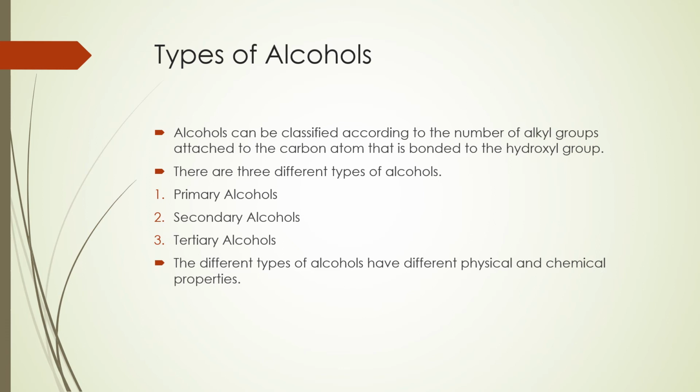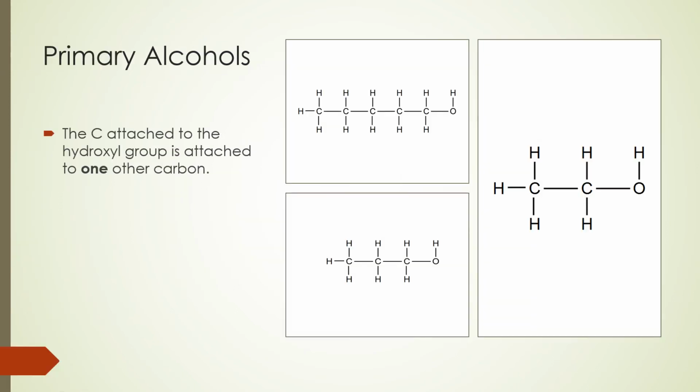Now, there are 3 categories of alcohols. They are primary, secondary and tertiary alcohols, and these alcohols have different physical and chemical properties. Now, the type of alcohol is based on how many carbon atoms are attached to the carbon that is bonded to the hydroxyl group. So, this is a primary alcohol. What you do is you find the carbon attached to the hydroxyl group and find out how many other carbons are attached. In this case there is 1, so it's a primary alcohol.